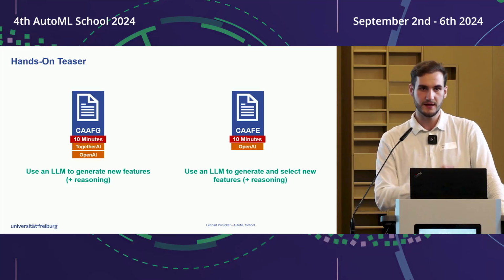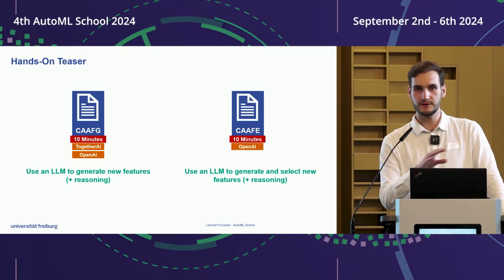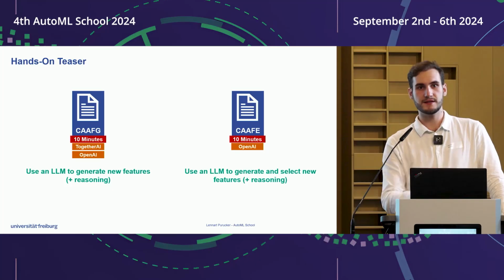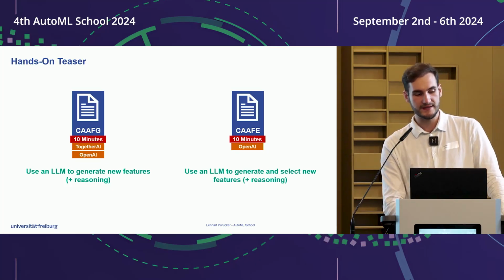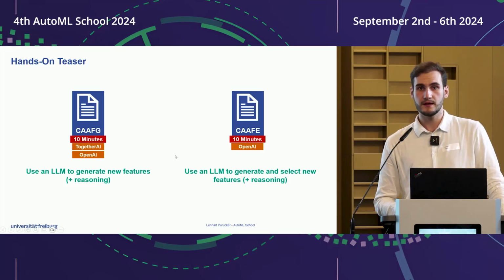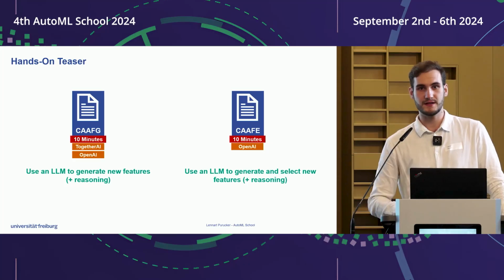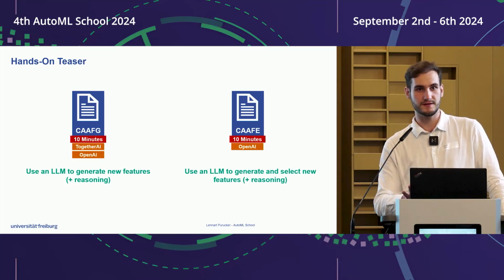So this is a bit of a smaller version of CAAFE without the feature engineering part, just generating new features and explaining why. And there you can use different keys, but what I suggest is use Together AI. You can just sign up. It takes 1 minute and you get $5 for free, and you can use hosted APIs everywhere.